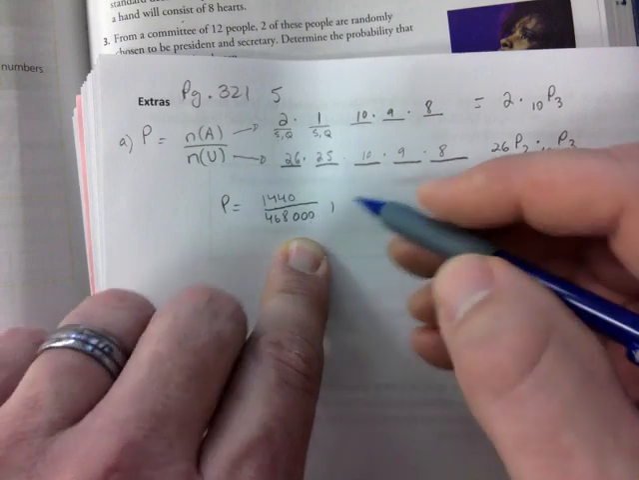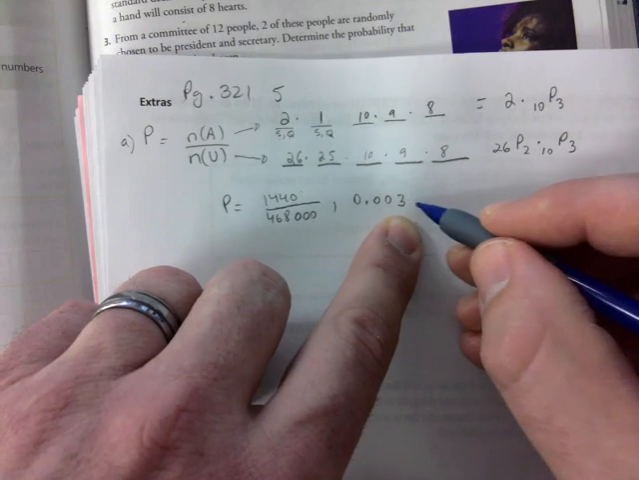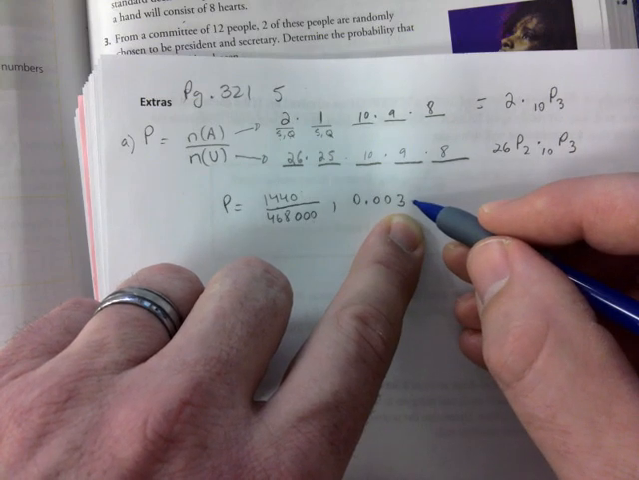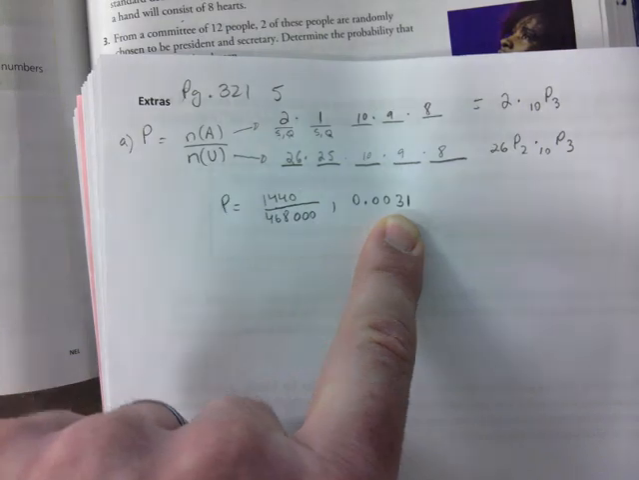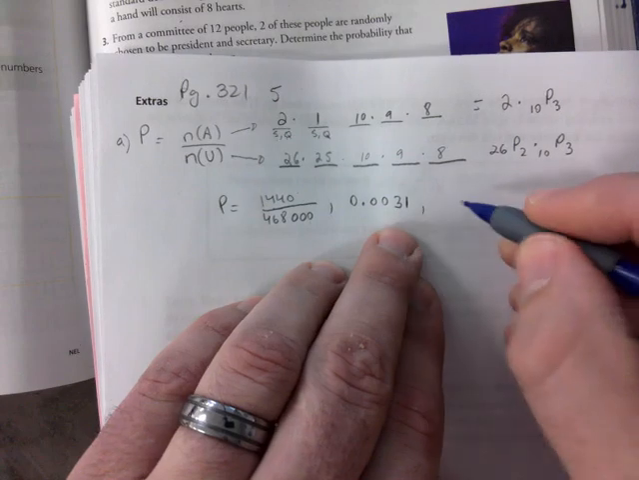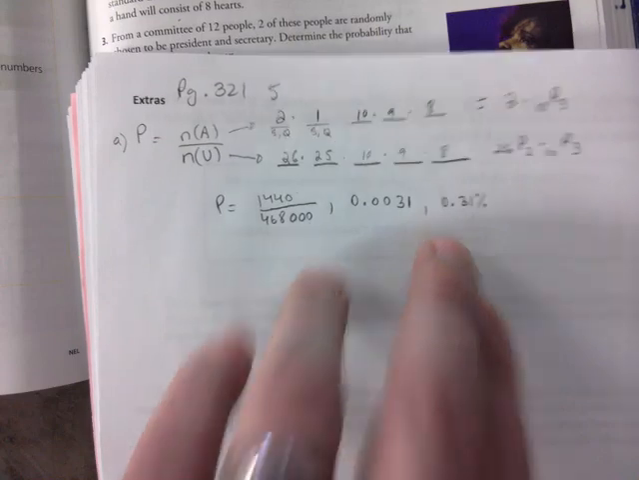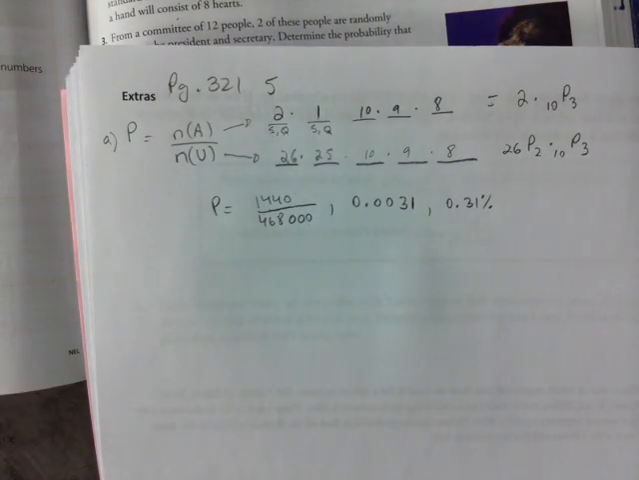Go this divided by that. You get 0.00308. So I would have rounded it to that, or 0.31% if they asked you to state it as a percentage. Okay, so that's how you do that. Make sense?